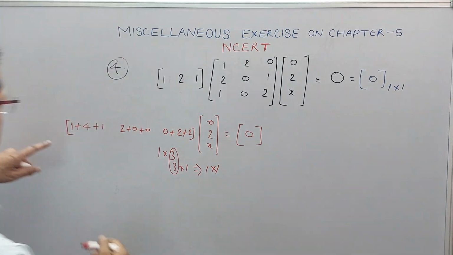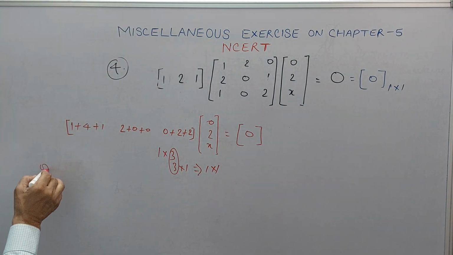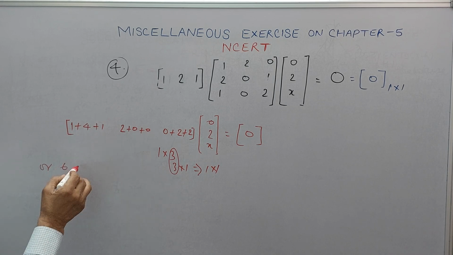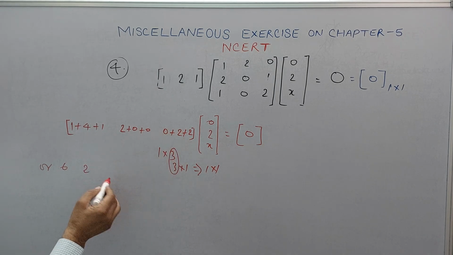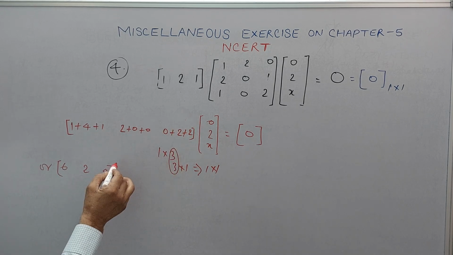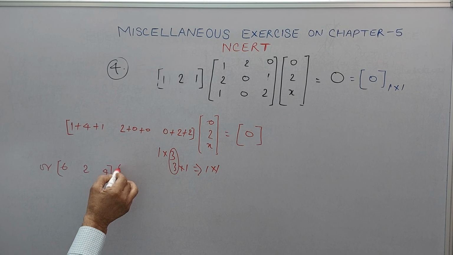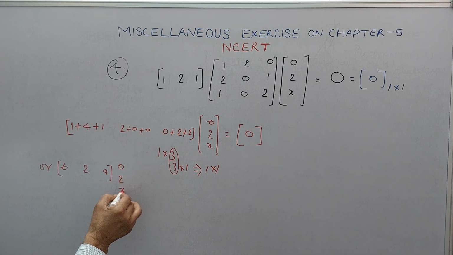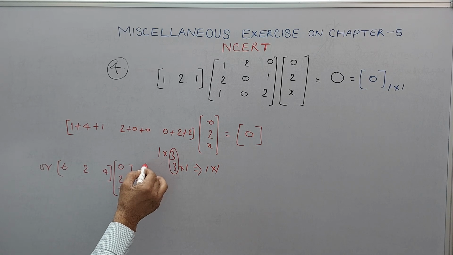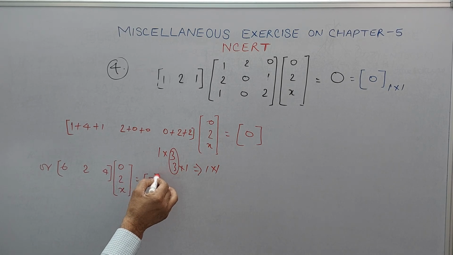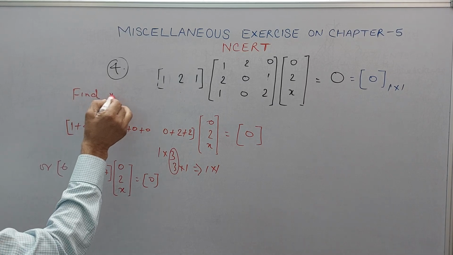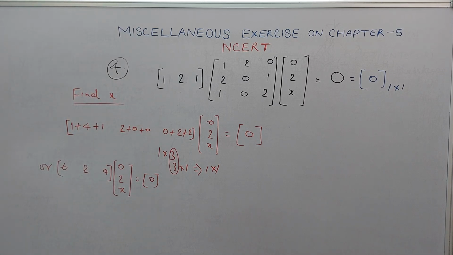Now it becomes, first we have to simplify this one. 4 plus 1 plus 1 is 6, and this is 2, and this is 2 plus 2 is 4. Entries of the third matrix 0, 2, x. We have to find out the value of x.